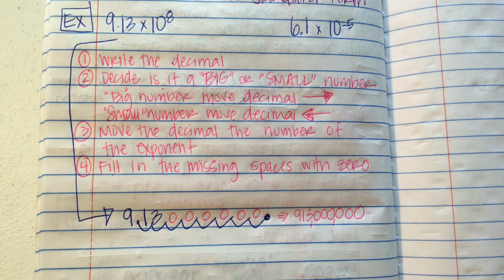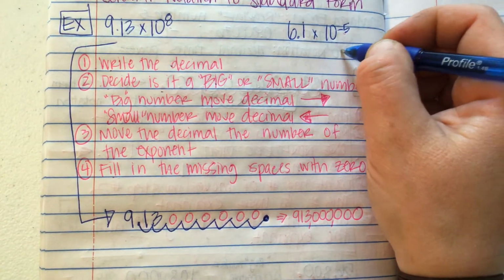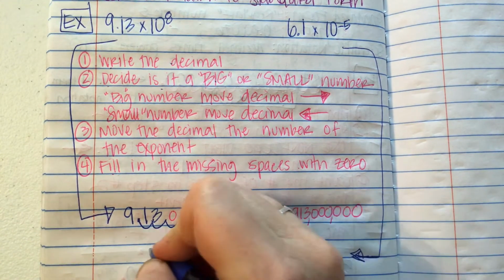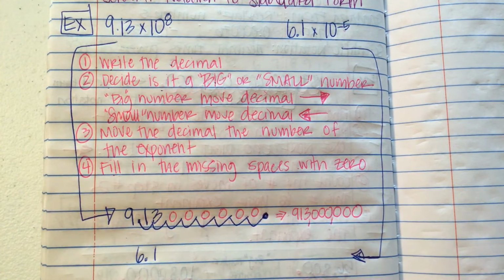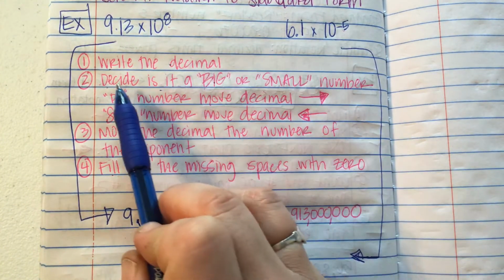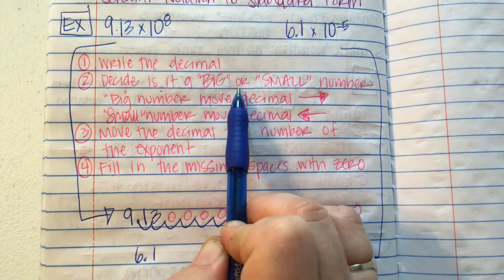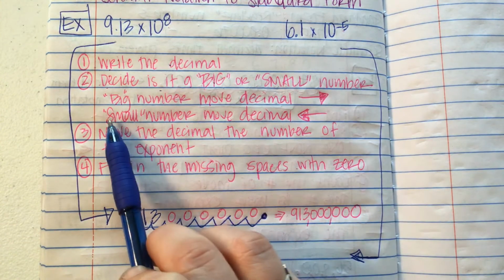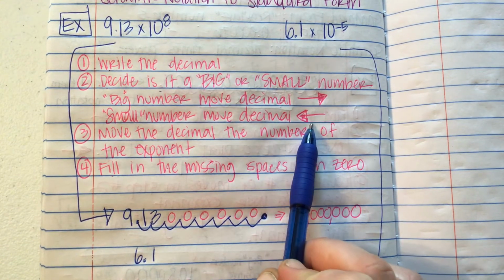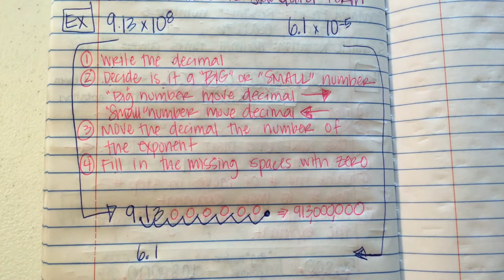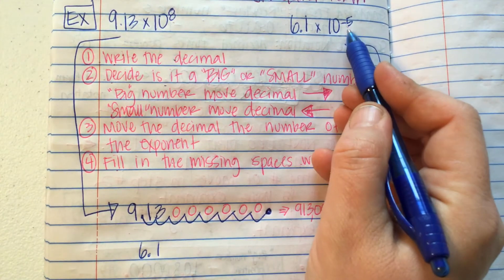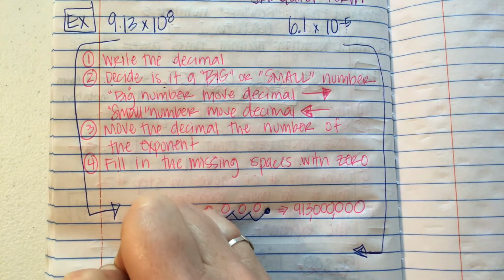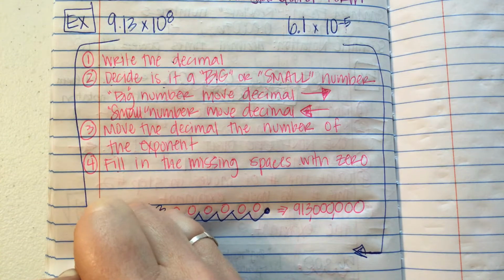Let's try the next one, or the other example. So I'm going to write the number 6.1. Write the decimal. 6.1 is my decimal. I'm going to decide, is it a big number or a small number? Well, it's going to be a small number because my exponent is a negative. Small numbers, my decimals move to the left. My decimal is going to move backwards. So I'm going to move my decimal backwards 5 times. I'm going to go 1, 2, 3, 4, 5.